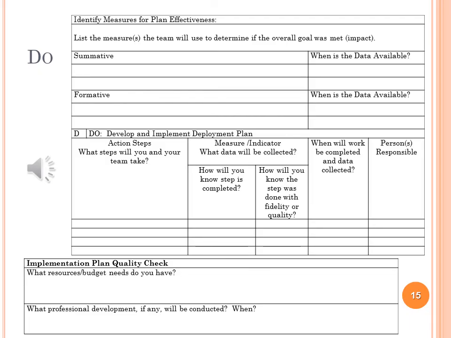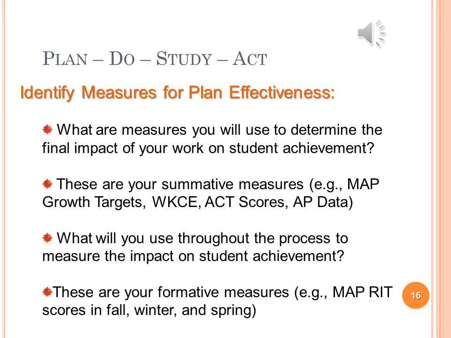Once you have completed that planning, now you need to develop your action plan, or the do component of the Plan, Do, Study, Act. This is a picture of the parts of the template that we are now going to be filling in. Part of good planning is having measures for plan effectiveness. So what would you use to measure and determine the final impact of your work on student achievement?